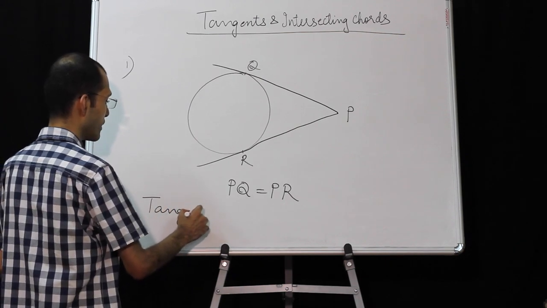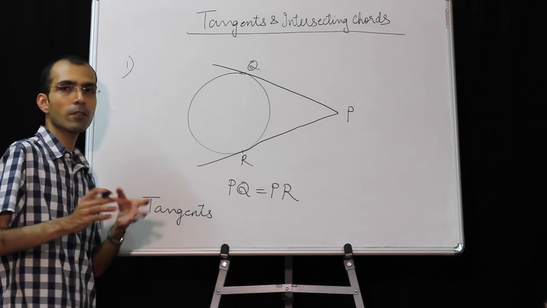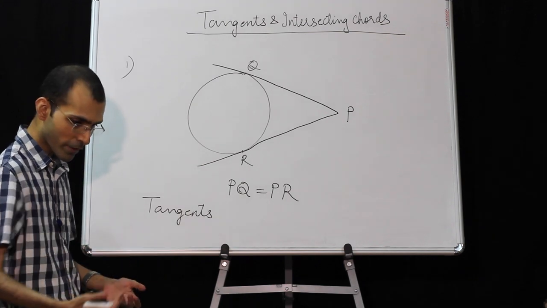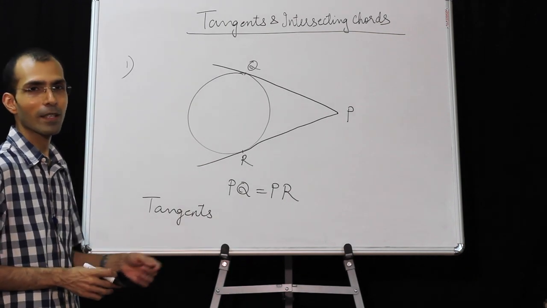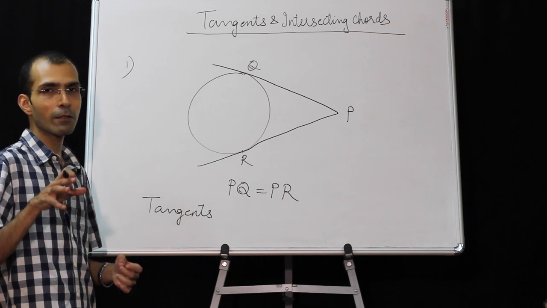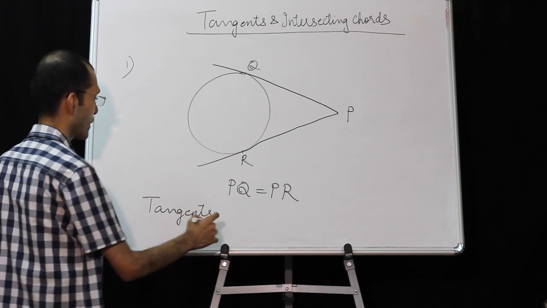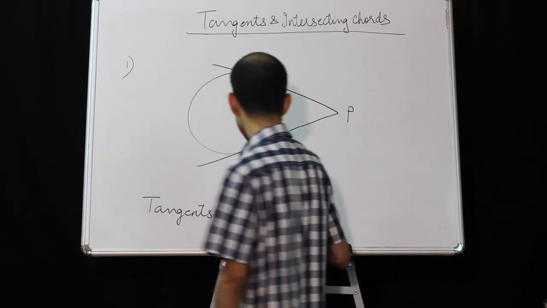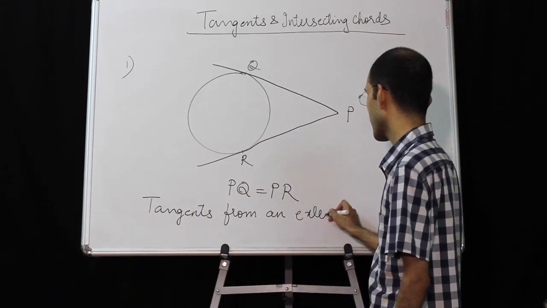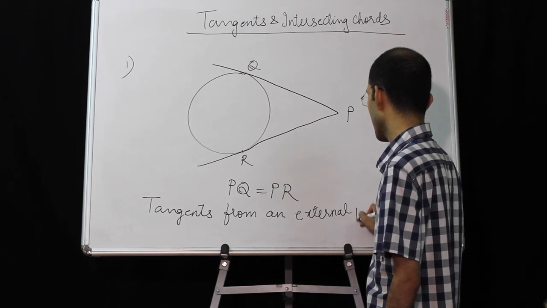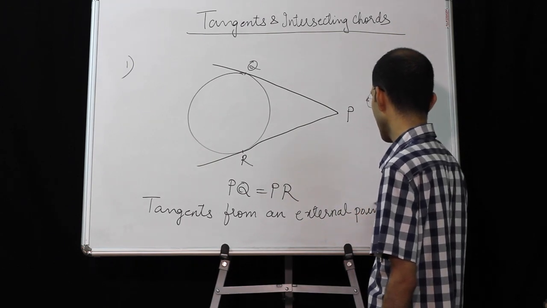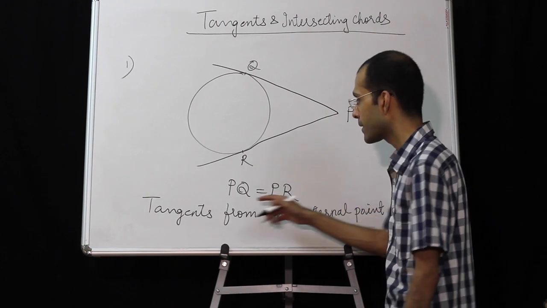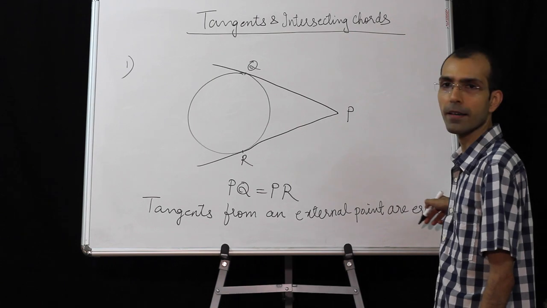Now, what I suggest is that you write down these concepts before I come to the numericals. Once you have the numericals, you can refer to the concepts and then try to solve the sum. It will be easy at the beginning. Tangents from an external point are equal.